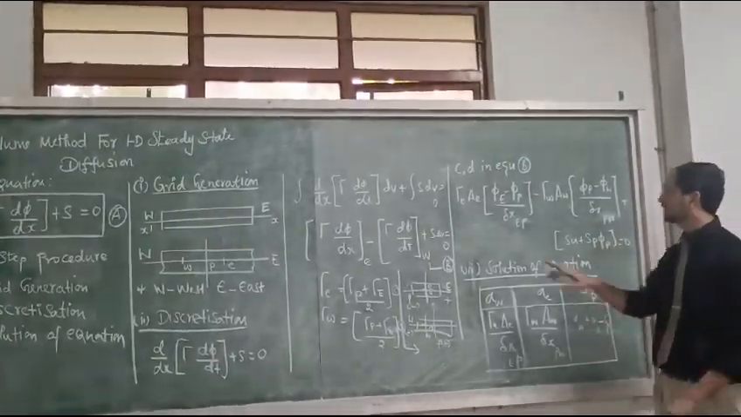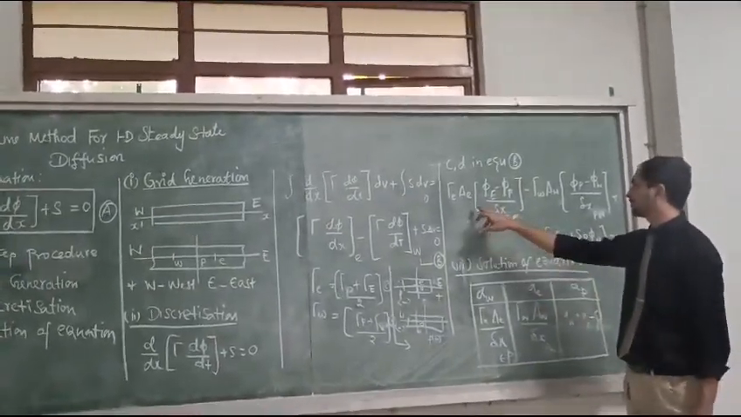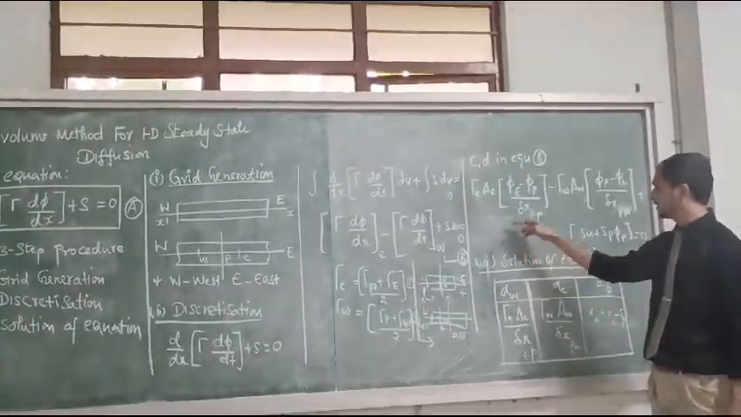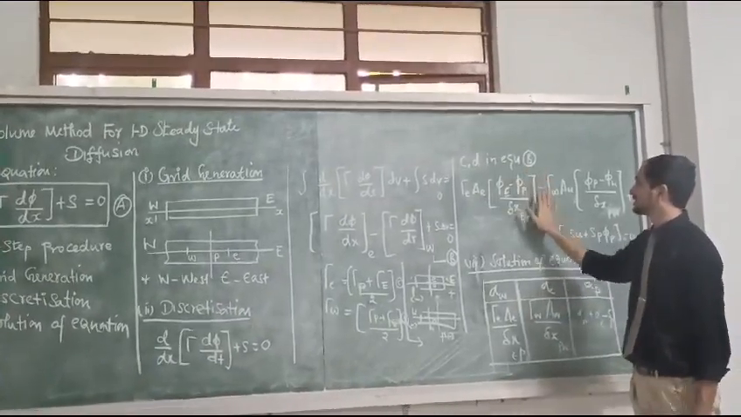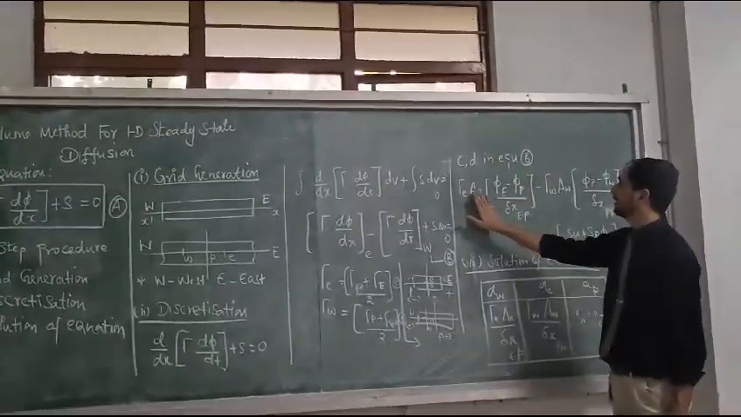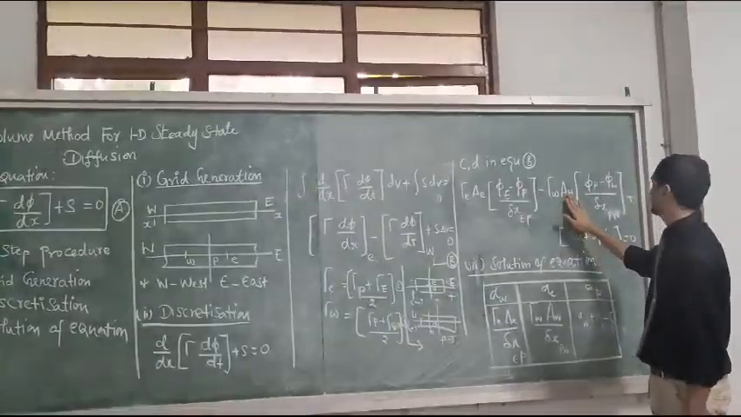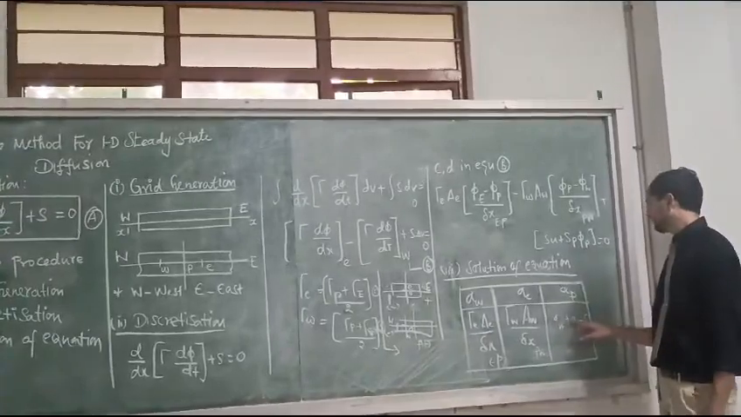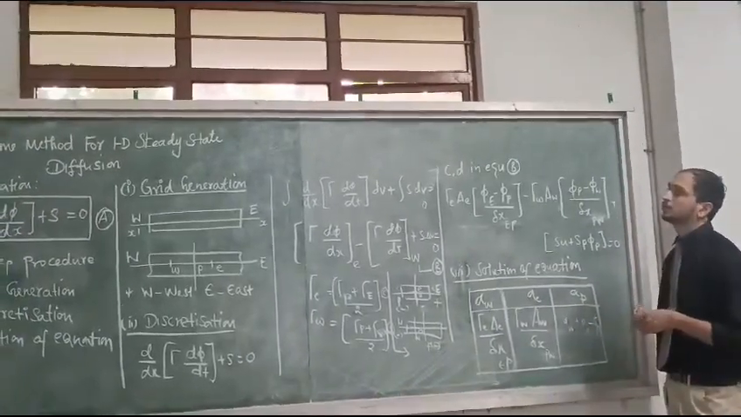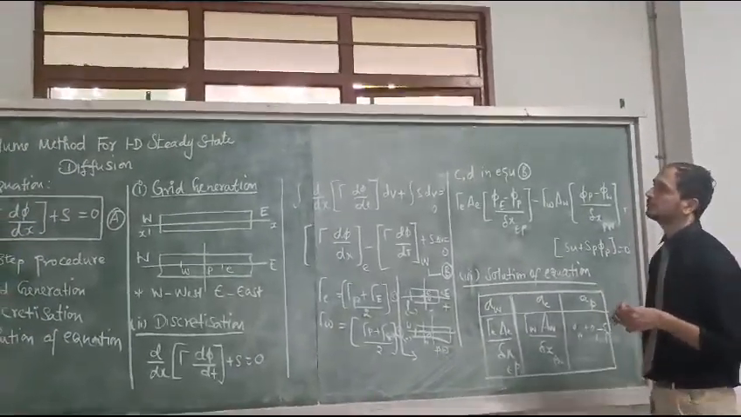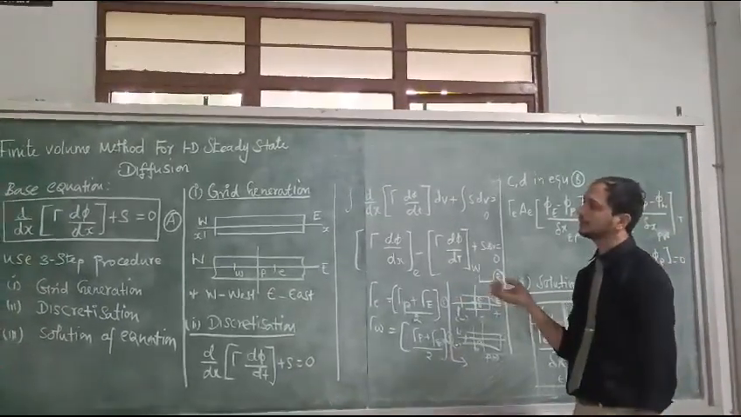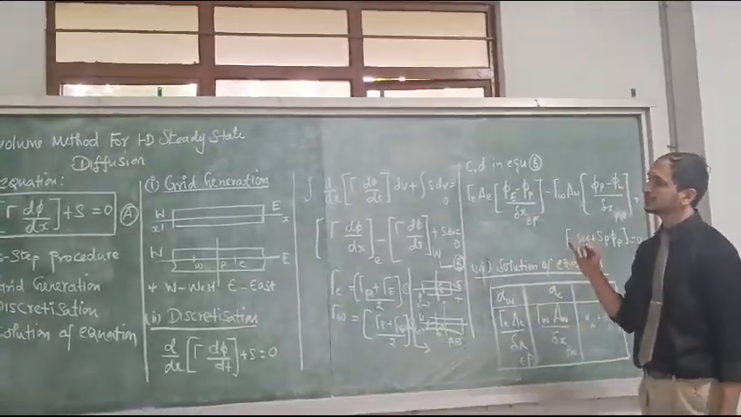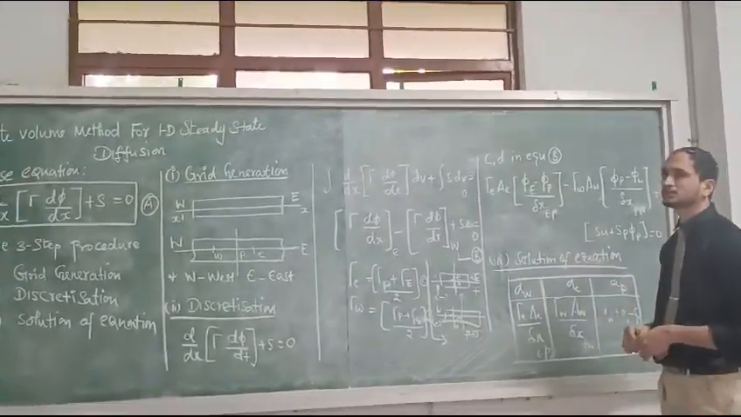Generally, in this equation we write the coefficients aE and aW: aE is gamma E A E by del x, and aW is gamma W A W by del x. So aP is equal to aW plus aE minus Sp. This equation is obtained through three steps: grid generation, discretization, and solution of the equation. Based on this, we find the equation. Thank you.